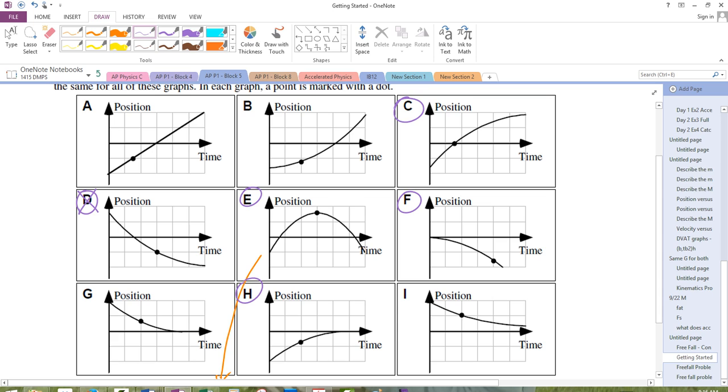Because acceleration is negative. What do you guys think about E? Yeah, so it should be. And we didn't get that. This was the one I was like, boy. But now we know. But it's approaching zero. Does that make sense?